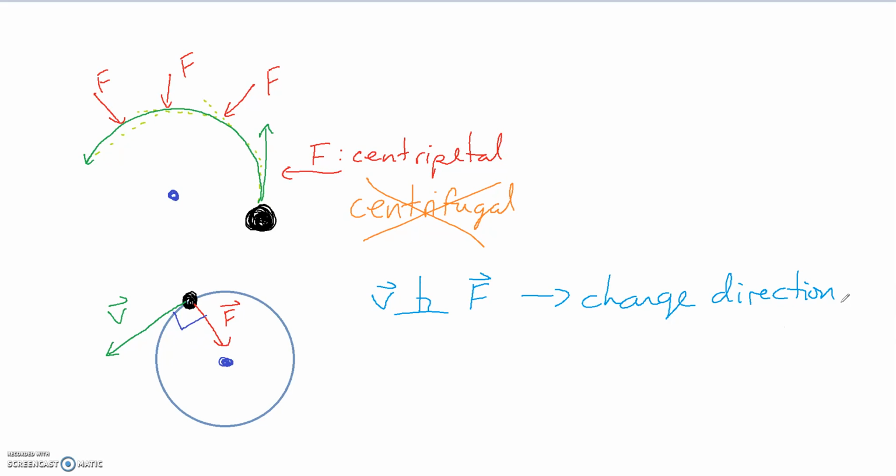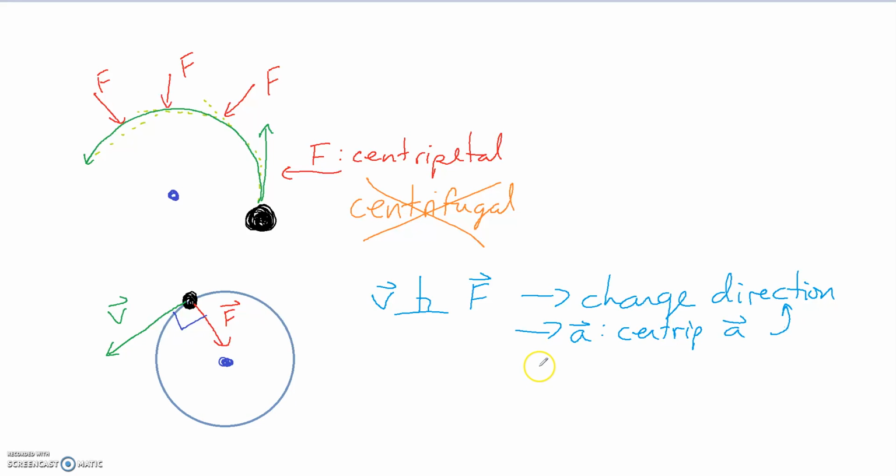Now, this is a form of acceleration. This actually is an acceleration. More specifically, it's called centripetal acceleration. And most people, when they think about acceleration, they think about going faster and slower. But acceleration just means the velocity changes. It could be a speed up, it could be a slow down, but in this case, it's strictly a change in direction, so it's still called an acceleration.